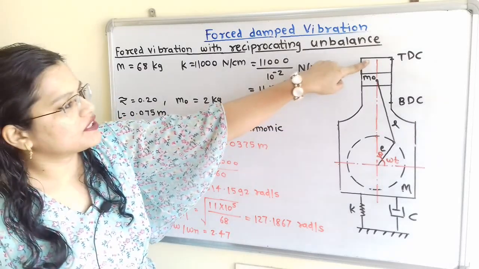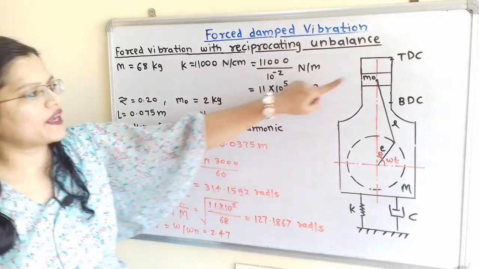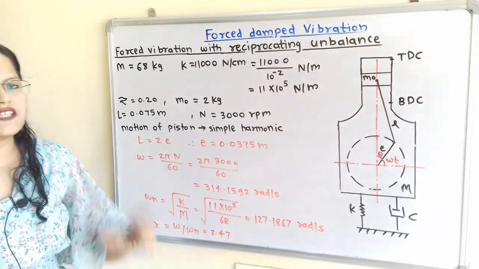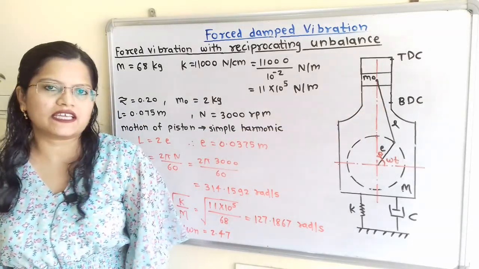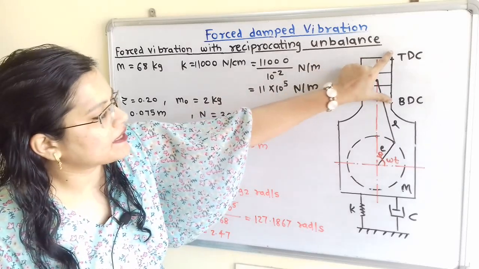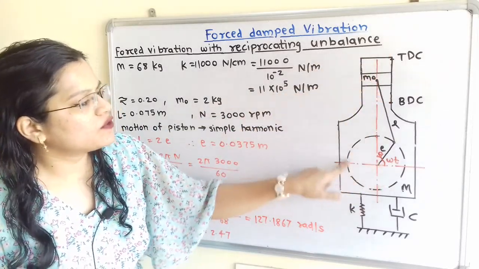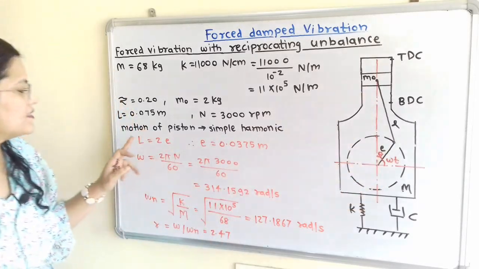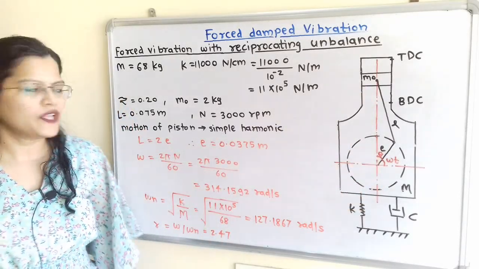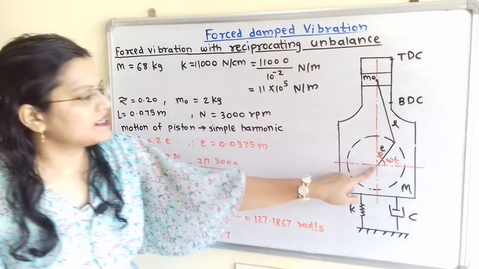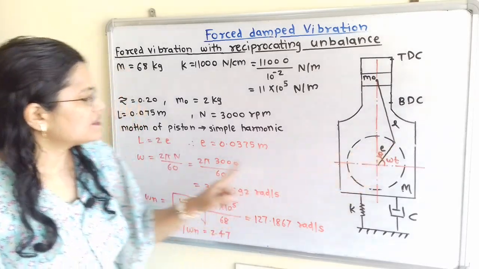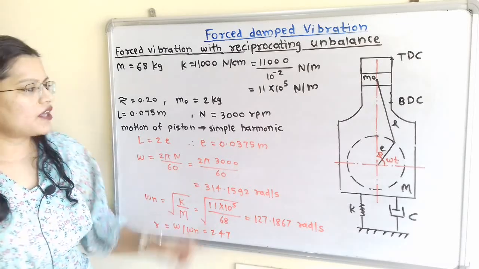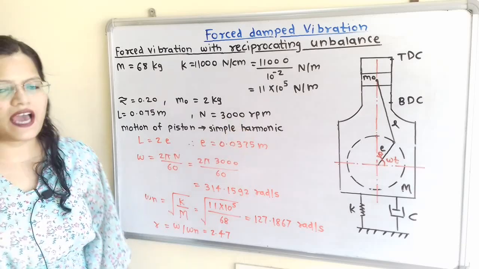If we observe this piston cylinder arrangement, when the piston moves from TDC, that is top dead center, to the bottom dead center, that is the stroke length L. Now this stroke length capital L is equal to 2 into crank radius. For this system, the crank radius is E, so L is equal to 2E. From this we can calculate the crank radius E is equal to 0.0375 meter.